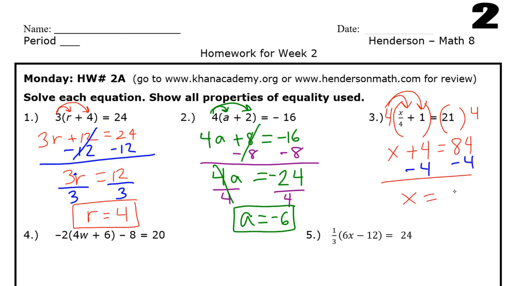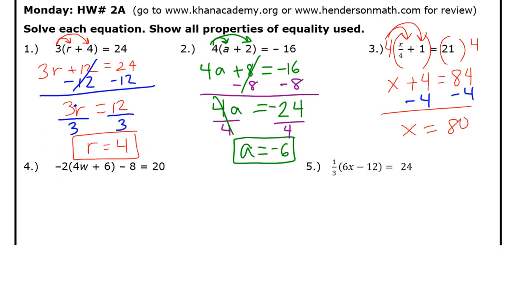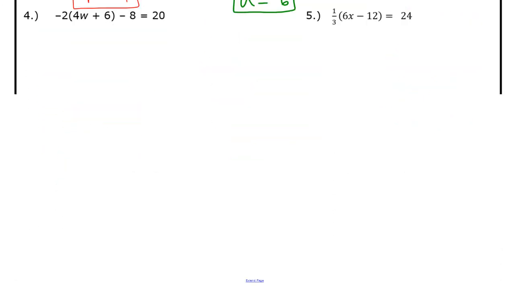And I'm going to get x is equal to 80. Same answer. All right, let's take a look at these bottom two here.